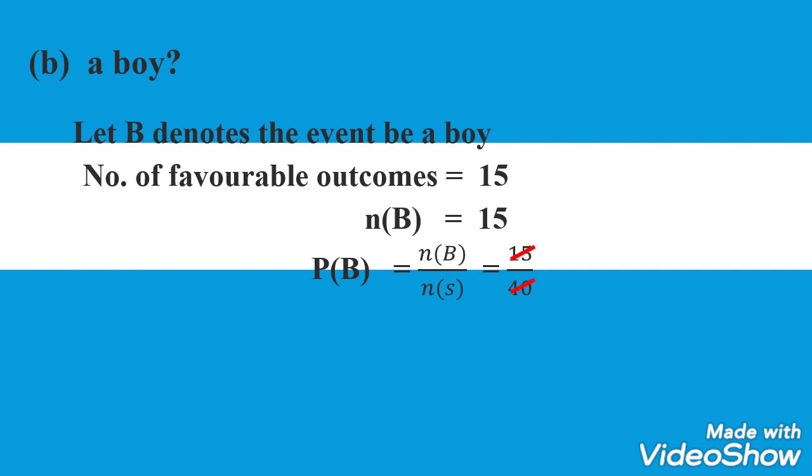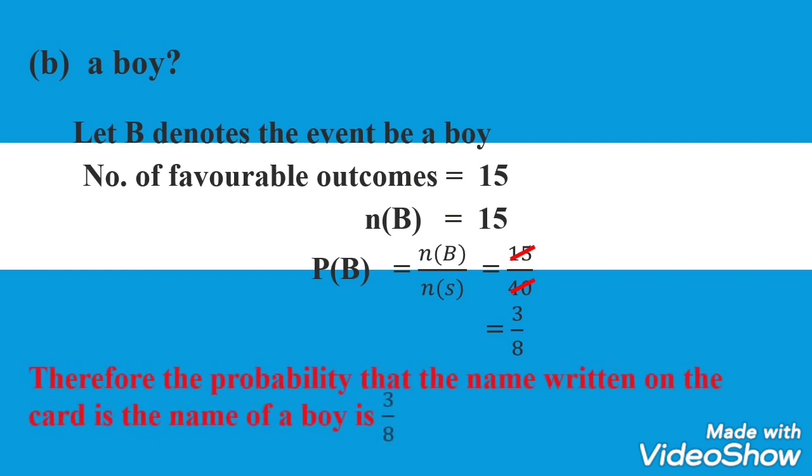The fraction value is 3 by 8. So what is 3 by 8? That is P of B. P of B is nothing but the probability of a boy. That name card will be a boy's name. Therefore, the probability that the name written on the card is the name of a boy is 3 by 8. So next we move on to the question.